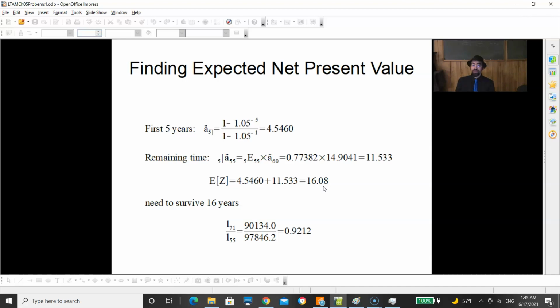So you need to survive 16 years in order for your payments to exceed this, right? If you survive 16.001 years, right? If you make it to January 2nd of that next year, then you'll still be receiving 17 payments. So if and only if you survive 16 years, the undiscounted payments will exceed the expected value. Crunch the numbers in. L71 over L55 gets you 0.9212. And that's one of the choices.